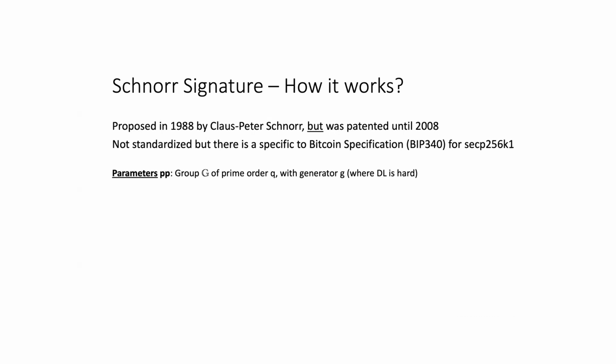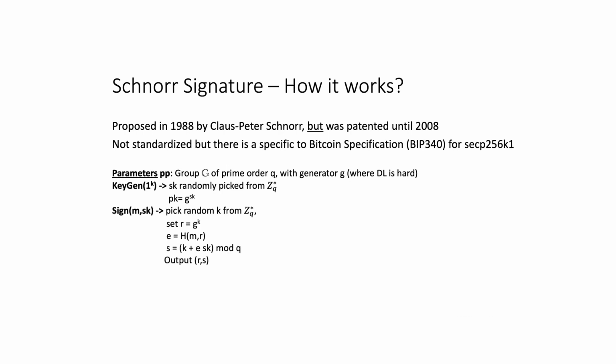So now I'm going to show you the scheme not by using elliptic curve notation, but by using point multiplication to kind of make it a little bit easier to distill. So the key generation algorithm picks a random secret key, computes the public key by taking the generator and raising it to the secret key. Again, because of the discrete logarithm problem, it's hard to figure out the secret key from the public key.